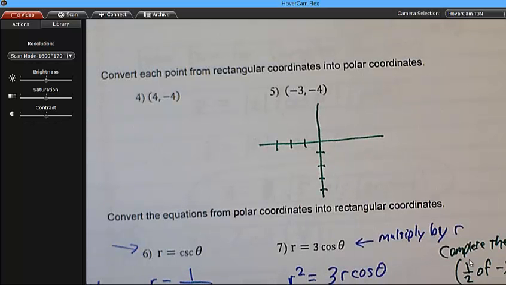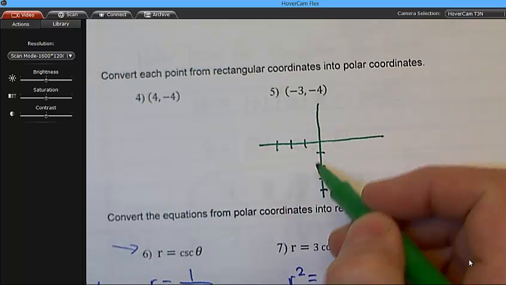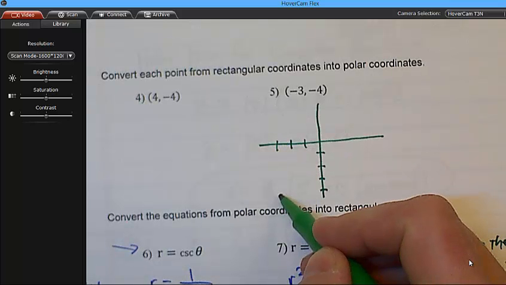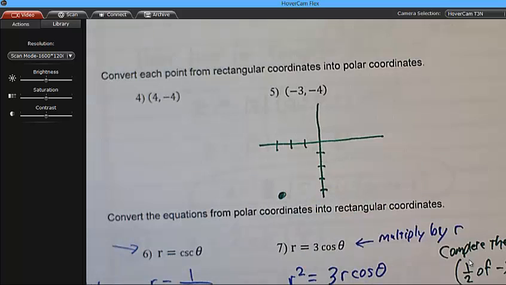So we know we're down here in this third quadrant, right? Here's -3, here's -4. It's down here somewhere. And now we want to convert to polar coordinates. And so what most people did was they said, well, first I'm going to find r.